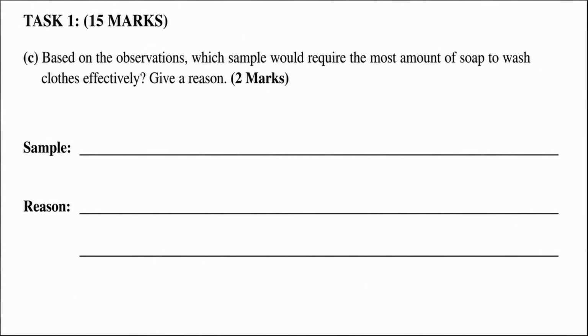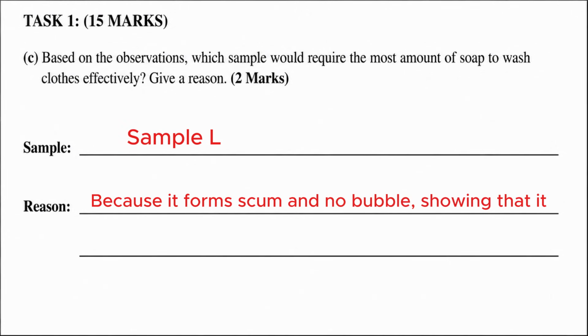And then C says that based on the observations, which sample would require the most amount of soap to wash clothes effectively? And then you are told to give a reason. The correct answer here is sample L. Why? Because it formed scum and no bubbles, showing that it is very hard water. It has dissolved calcium and magnesium ions that react with soap, so more soap is needed before lather forms, you see. So it was sample L. It is very hard water.